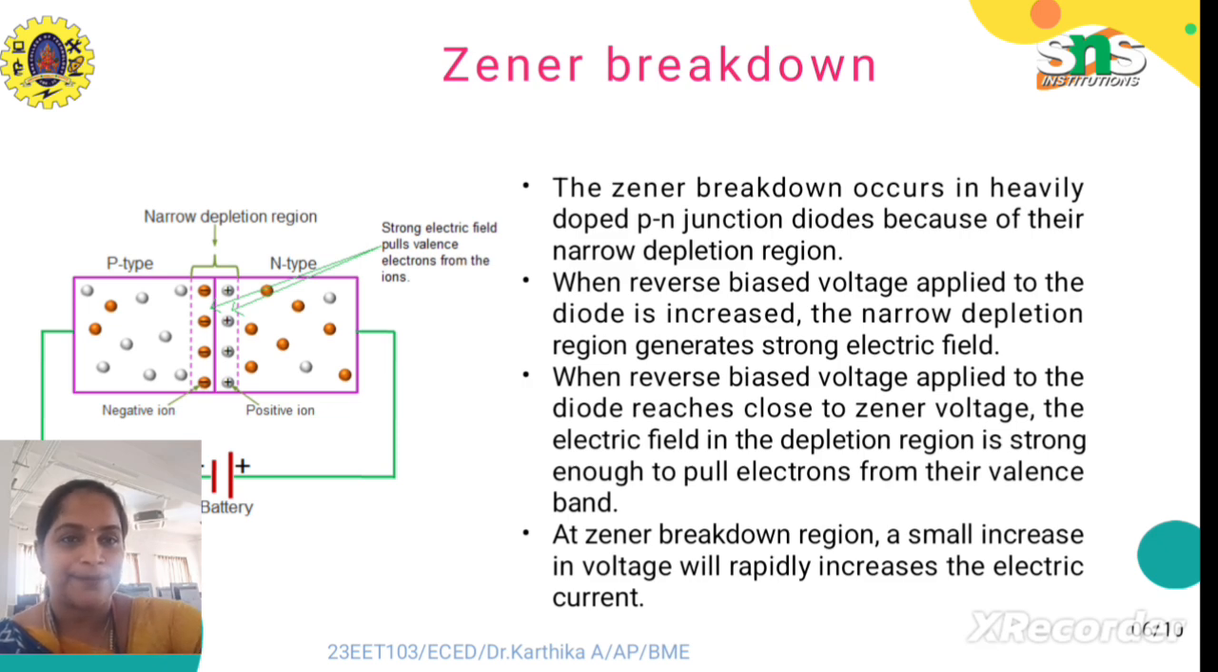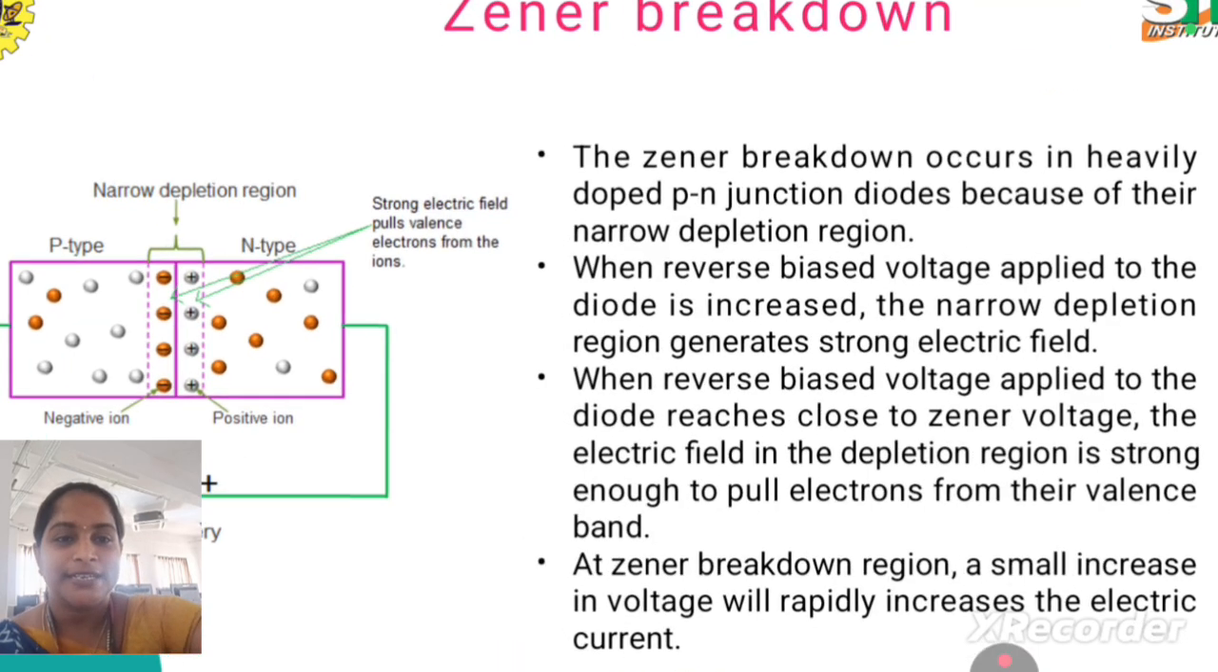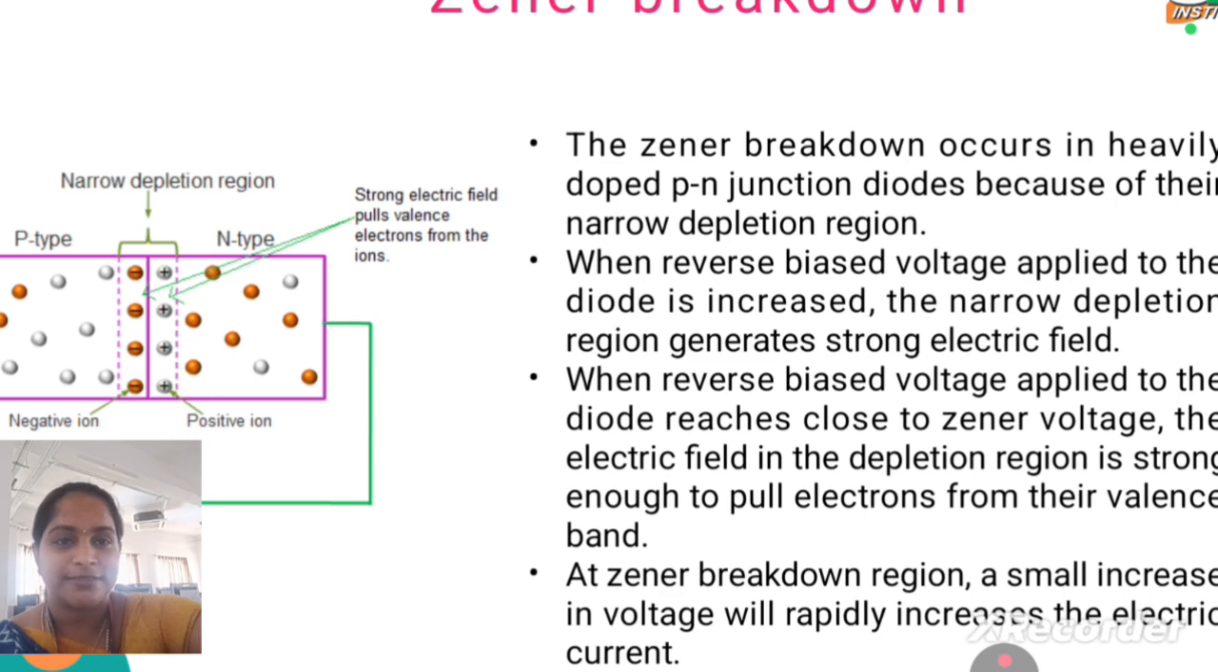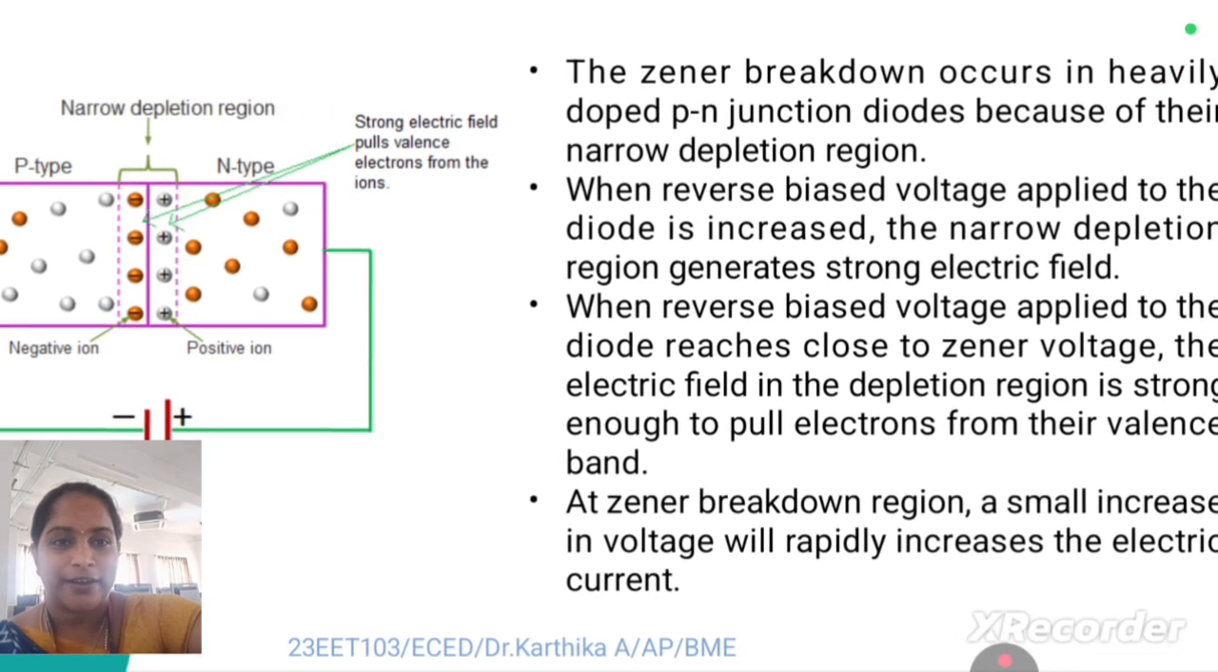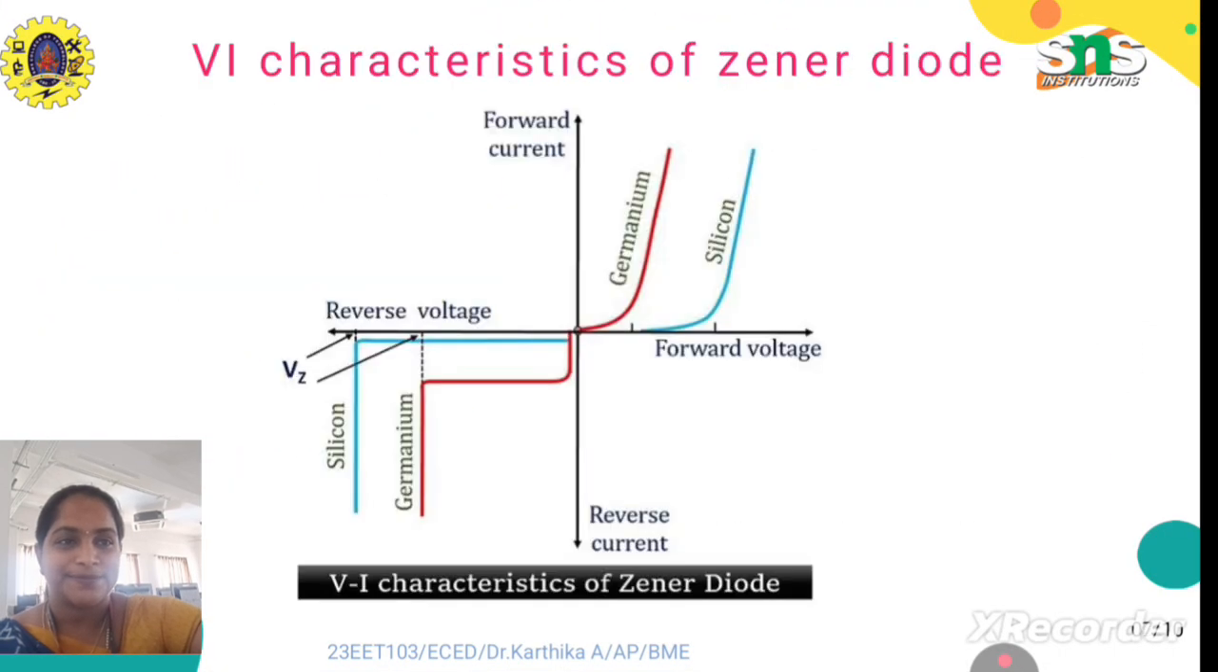See the diagram. Here we have P type, N type. Here a strong electric field pulls valence electrons from the ions. It has a narrow depletion region. Here we have both positive and negative ions in the depletion region. The strong electric field pulls the valence electrons from the ions. See the VI characteristics of the Zener diode.